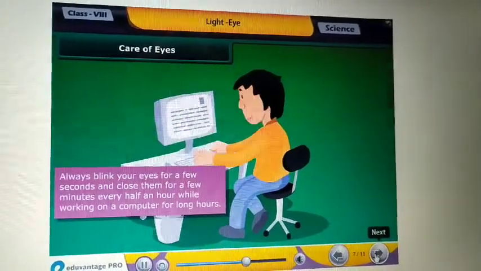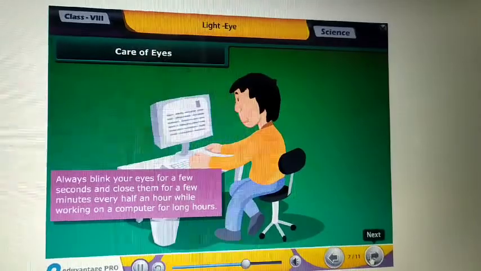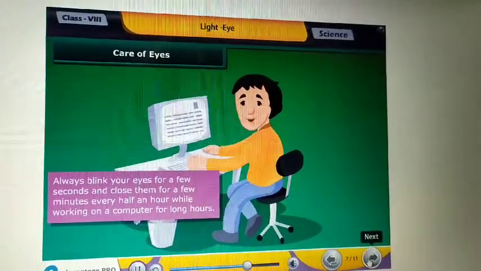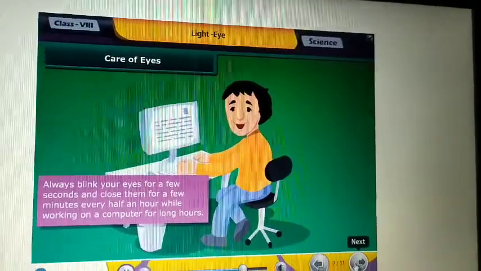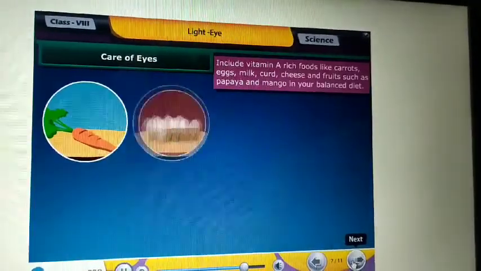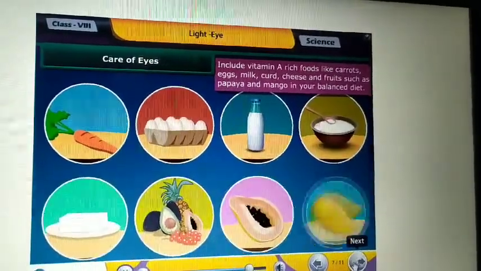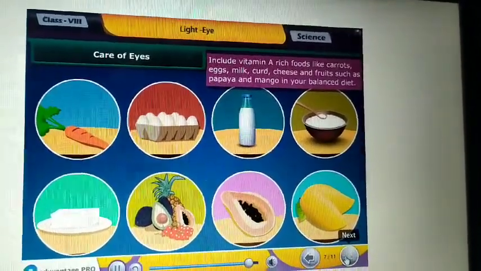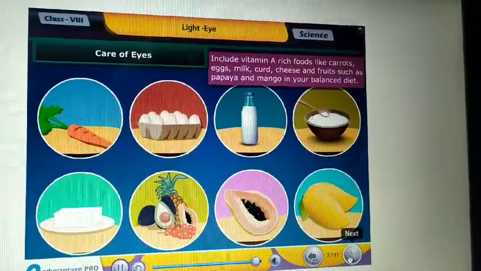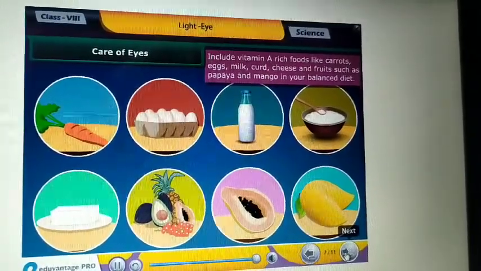Always blink your eyes for a few seconds and close them for a few minutes every half an hour while working on a computer for long hours. Include vitamin A-rich foods like carrots, eggs, milk, curd, cheese, and fruits such as papaya and mango in your balanced diet.